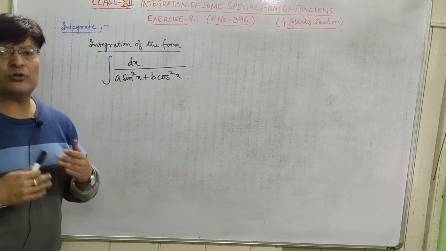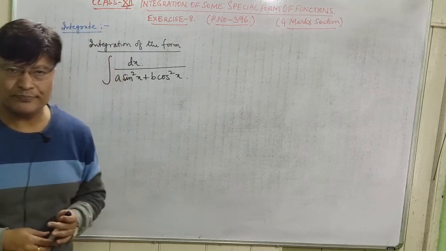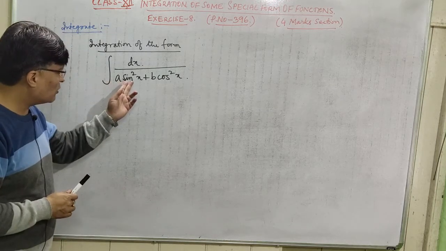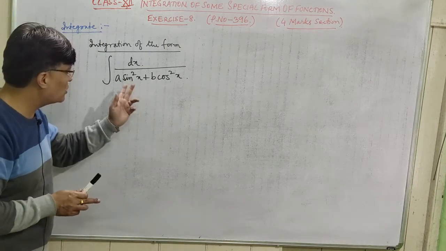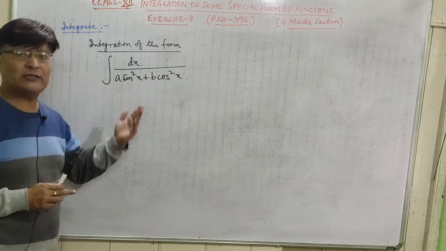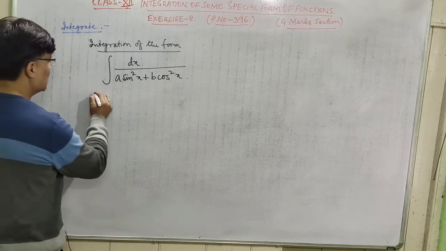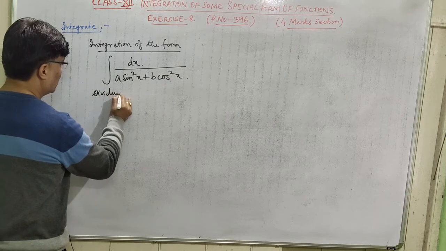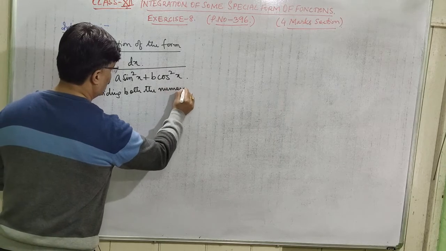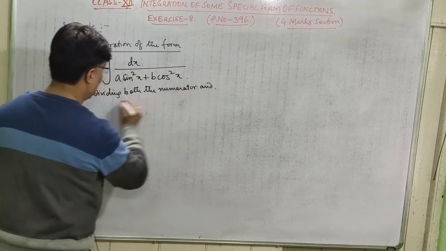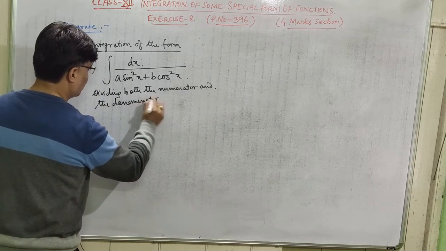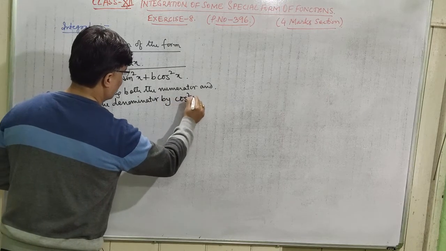So in this case, you should convert it into tan x and sec x form. Okay, and you know that the differentiation of tan x is sec square x. So first of all, in order to convert this sin square x into tan square x, you should divide it by cos square x. So if you divide denominator by cos square x, you should also divide the numerator by cos square x. That is, dividing both the numerator and the denominator by what? Cos square x.